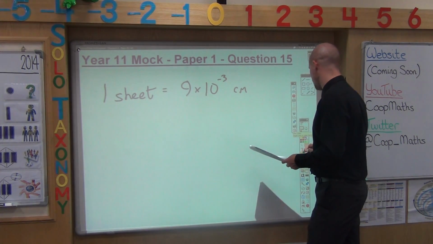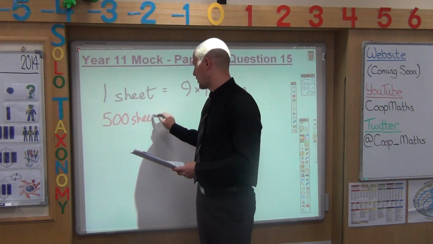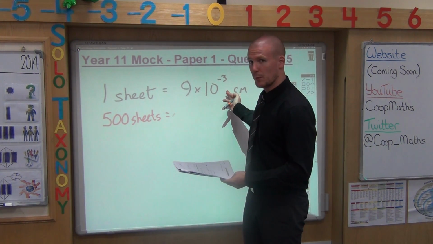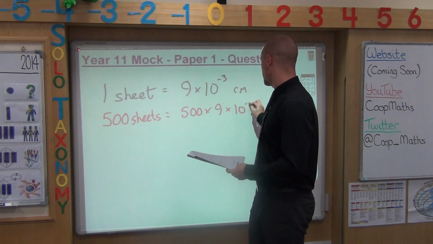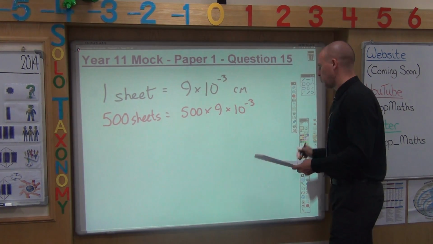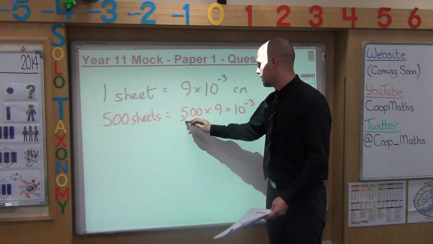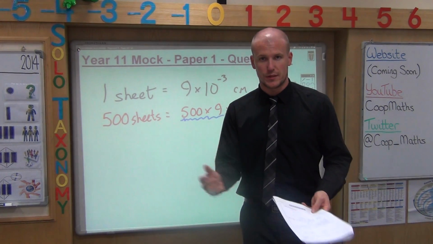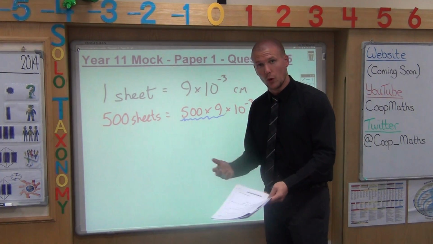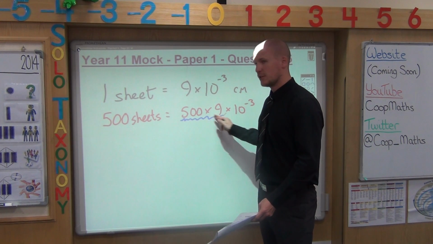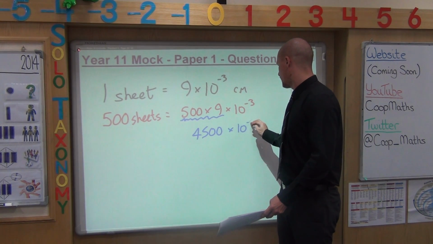So first of all, we need to find the thickness of 500 sheets. So we take this number and multiply it by 500. 500 times 9 times 10 to the minus 3. Okay. When you have standard form and you're multiplying by a number, you can multiply those together. If you have lots of things multiplying each other, it doesn't matter what order you do it in, as long as you do all those multiplications. So I can go ahead and do 9 times 500, giving me 4,500 times 10 to the minus 3.